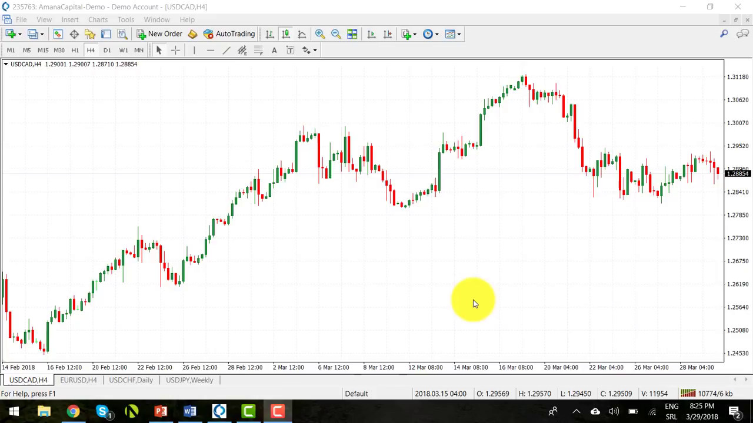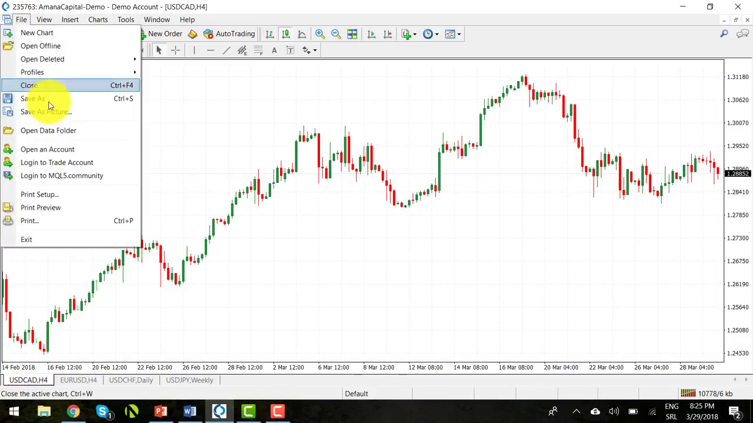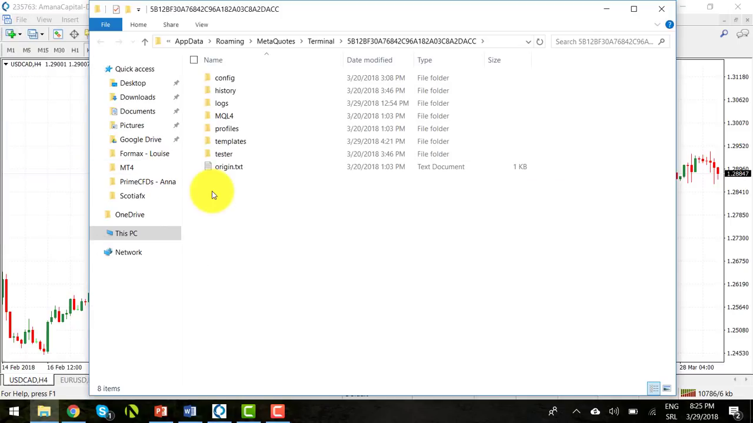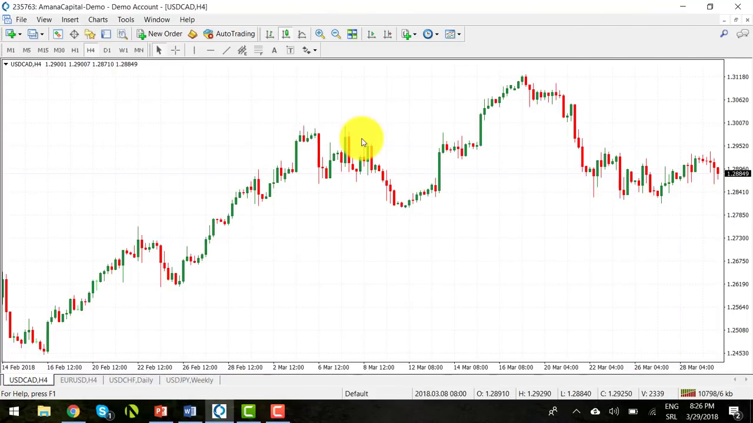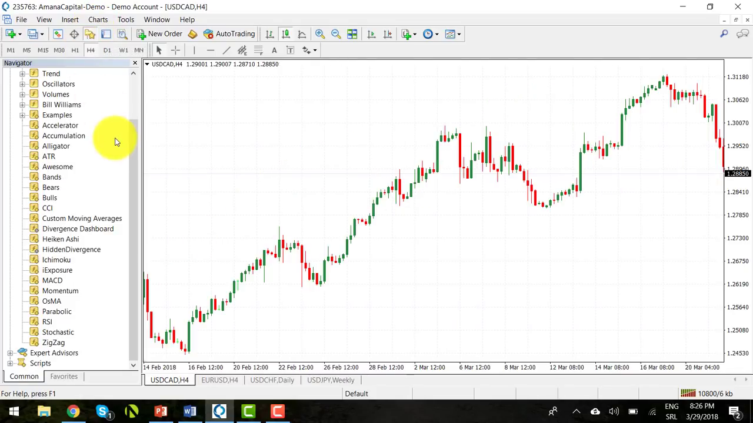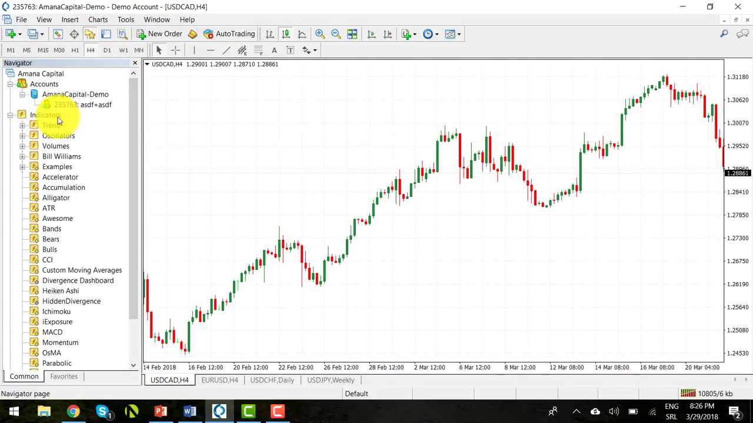The first thing you need to do is to install the Hidden Divergence Pro indicator. To do so, you need to move the file to your MetaTrader 4 data folder. So go to File and select Open Data folder. After that, open MQL4 and the Indicators folder. You need to move the indicator file inside this folder. After that, restart your platform and you will find your indicator in your navigator window under the indicators list.